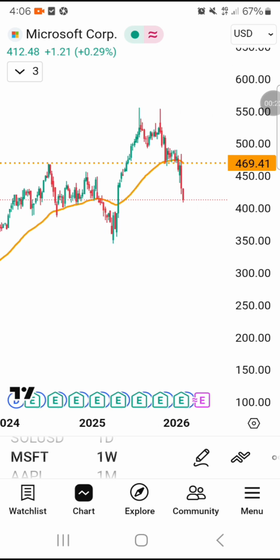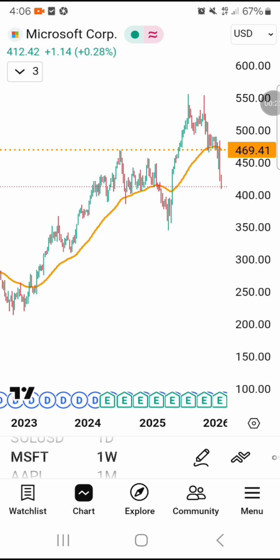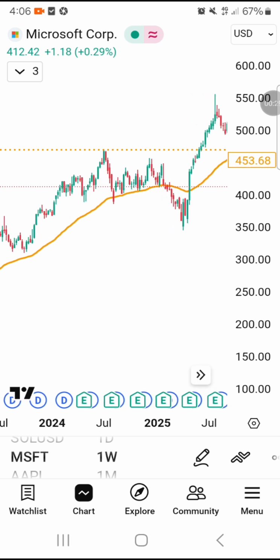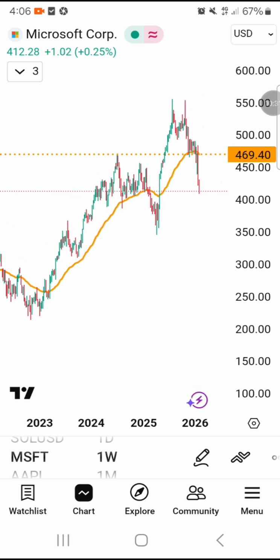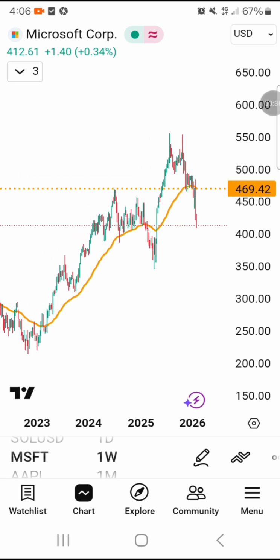I view it on a higher time frame, which is weekly, because this is stocks and is strictly for investors. As an investor, you consider a higher time frame when you are analyzing your stock. This is US stock Microsoft.